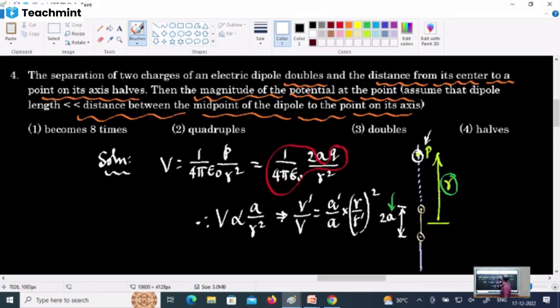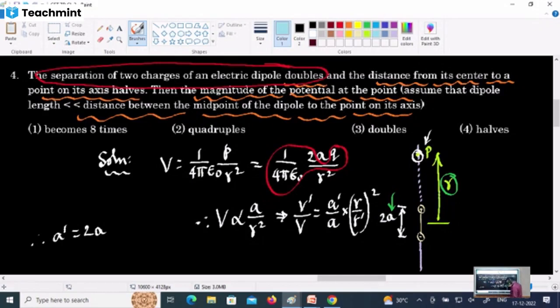Now what is he saying here? If the separation between the two charges of the dipole doubles, therefore a dash is equal to 2a. Then, the distance from the midpoint to the point P, r, halves, so r dash becomes r by 2. So let us substitute that in this expression and see what we get.